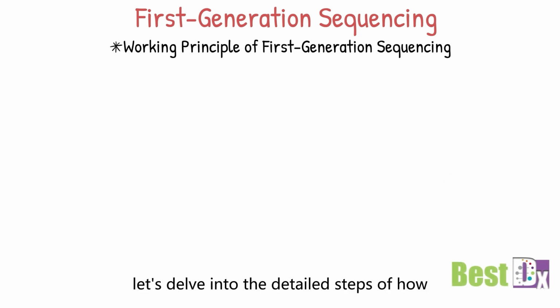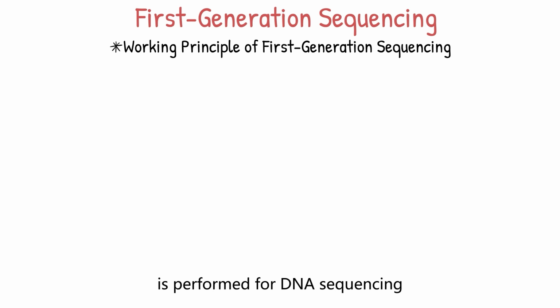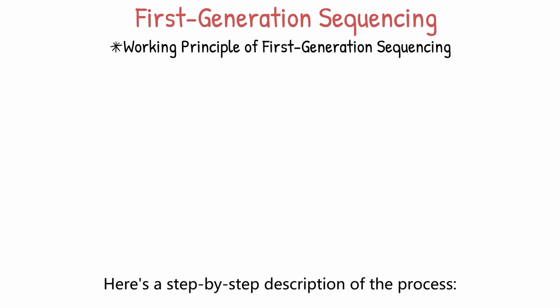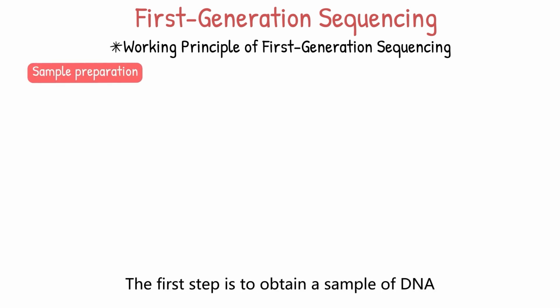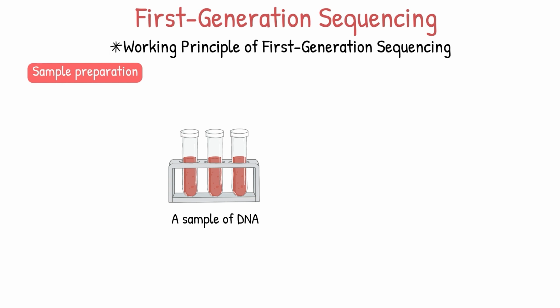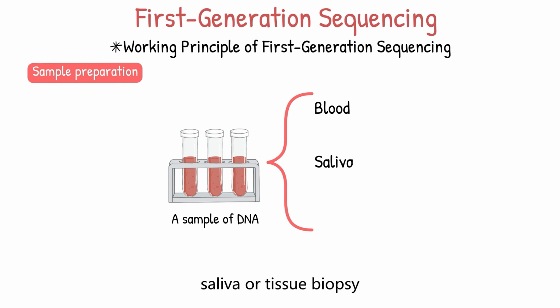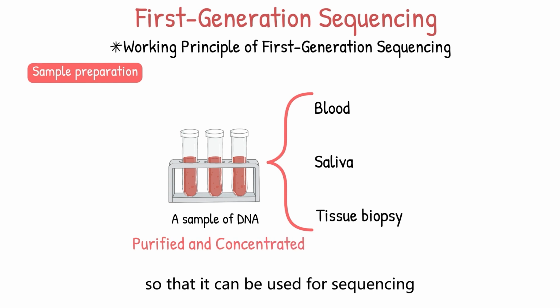Next, let's delve into the detailed steps of how first-generation sequencing is performed for DNA sequencing. Here's a step-by-step description of the process. First is sample preparation. The first step is to obtain a sample of DNA that will be sequenced. This could be from a variety of sources, such as blood, saliva, or tissue biopsy. The DNA must then be purified and concentrated so that it can be used for sequencing.